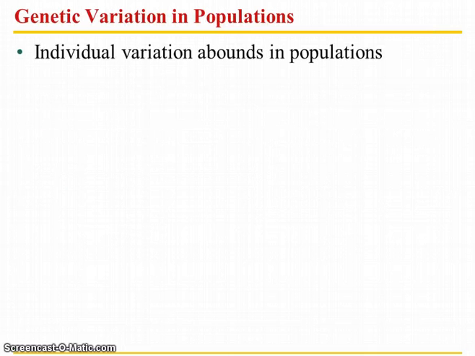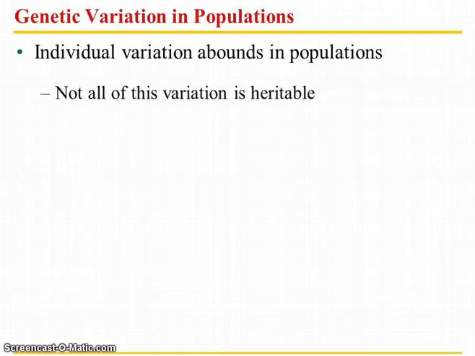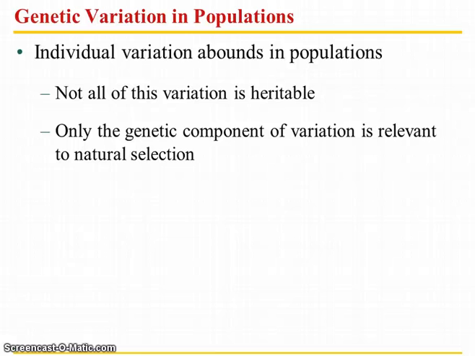Then individual variation is present in the populations. You can have the different colored beetles. And not all of it is heritable. Some of it can be due to environment. But that's not what we would look at for evolution, natural selection. We would only look at the genetics. What can be passed on? That's the important part of natural selection.